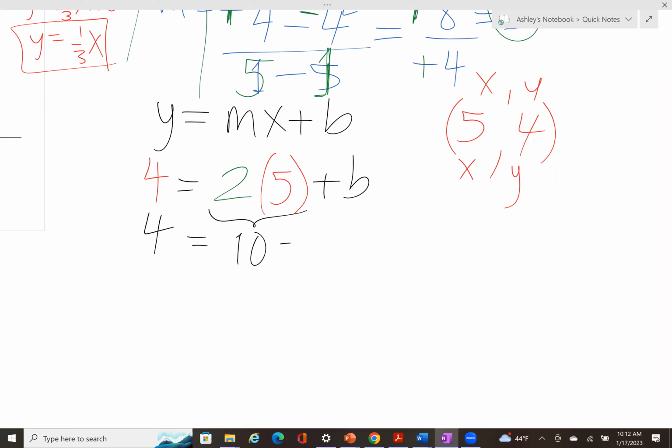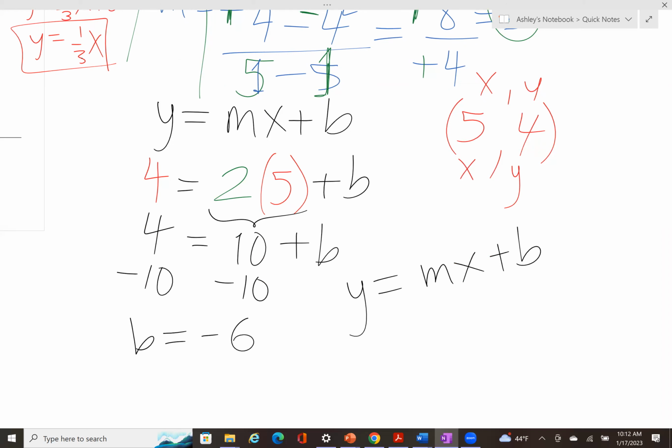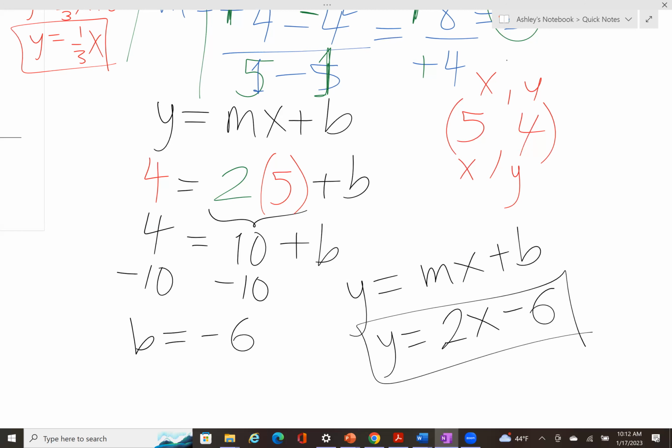That's 10. So we almost have B. We're almost done. I'm going to move that 10 over. Aha. So B must be -6. Okay, so we're pretty much done. I just need to fill in what I know. I need to fill in my M and my B, and then I'm done with this problem. M was 2, so y = 2x + -6, or I can just write y = 2x - 6. Either way. Whew. Okay, we did it. We're all done.